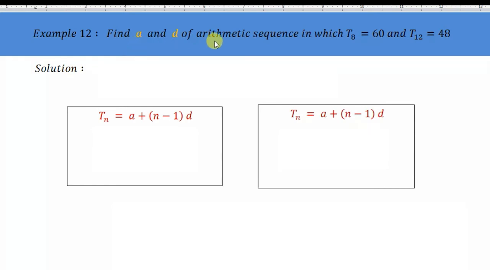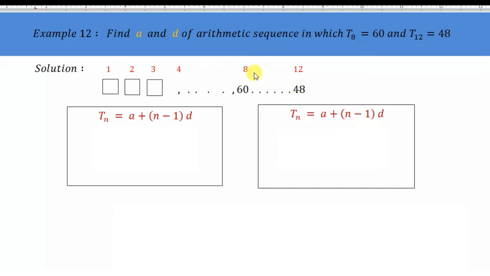Find a and d of the arithmetic sequence in which T8 is equal to 60, that is the 8th term is 60 and the 12th term is 48. So there is no sequence again, there is no first term, no second term, no third term. We only have the 8th term and the 12th term of the sequence. And we can see it is a decreasing sequence. First we have 60, then the 12th term is 48. It must be a decreasing sequence.